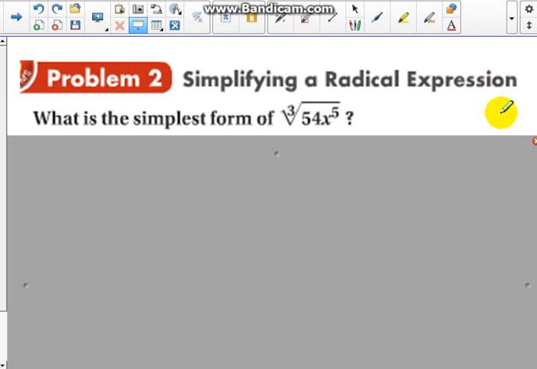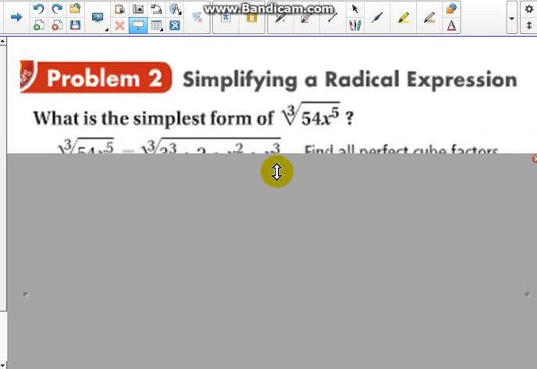This is Miss Downey continuing with the second part of Chapter 6, Section 2. We're now on Problem 2. So now we want to simplify a radical expression. It says, what is the simplest form of the cube root of 54x to the fifth power? So again, we're going to apply these concepts we just learned.